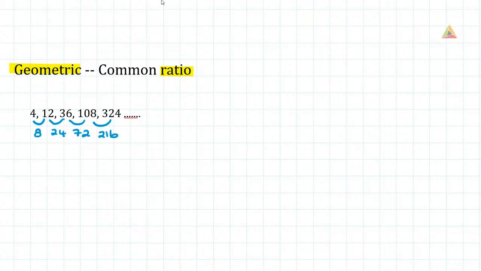So I've got a different number each time, and that tells me that this is definitely not linear or not arithmetic, because my first difference isn't the same each time. So when it's not linear, we say, well, okay, let's see if it's quadratic. So we're going to do our subtractions again.